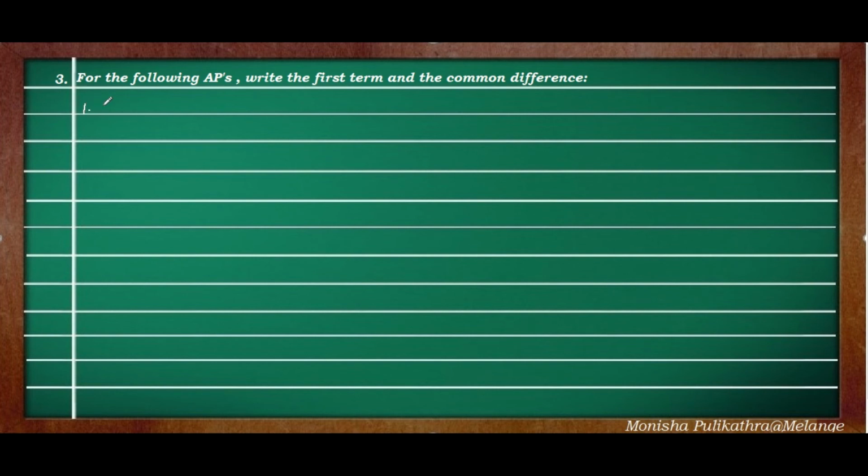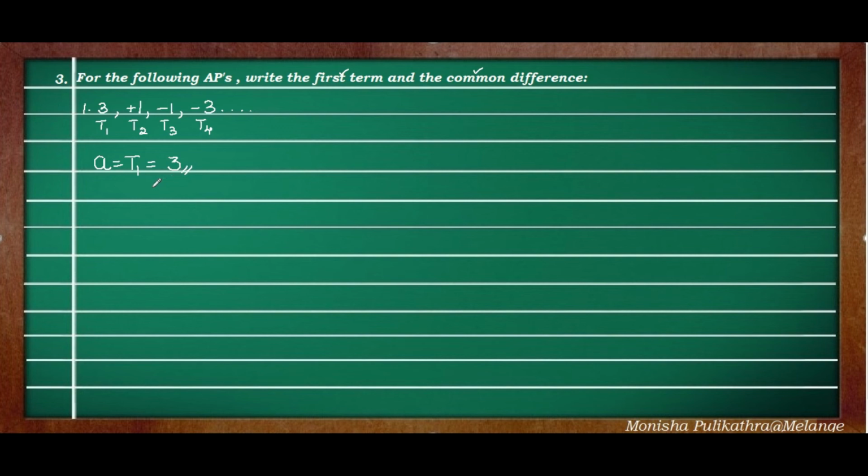Here the first sequence is 3, 1, minus 1, minus 3, etc. Here these will be the first term, second term, third term and fourth term. So what we need to find? We need to find the first term and common difference. The first term is given by A. A is always equal to T1. So A is equal to 3. The first term is given as 3.